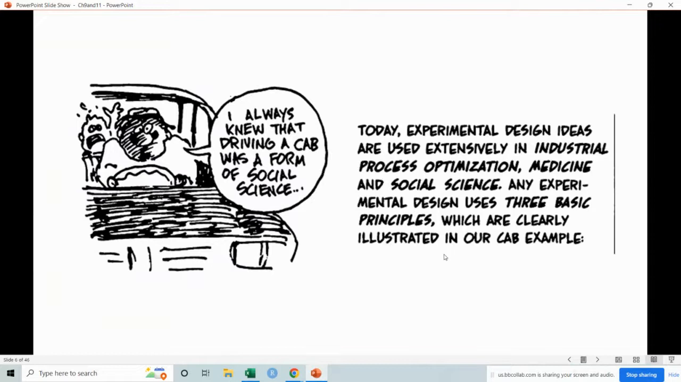Experimental design ideas are used extensively in industrial process optimization, medicine, and social science. Any experimental design uses 3 basic principles, which are clearly illustrated in our cow example that we're going to talk about. It says social science, but you'll find that in some business aspects, experimental design is just not ethically possible. But for now, if you get to more advanced statistical classes, we'll talk more about that, especially if you're going to take something like econometrics.